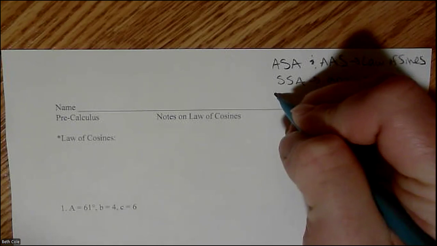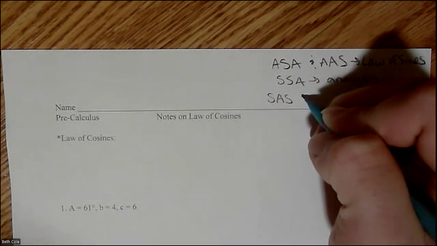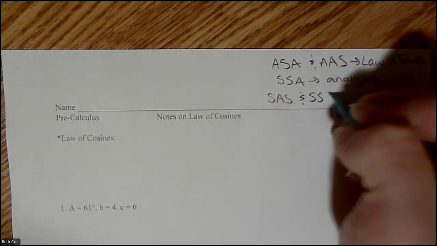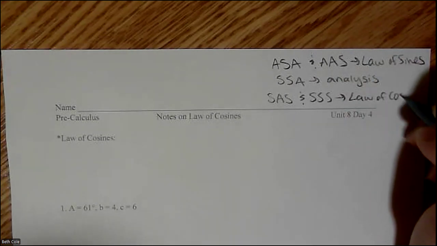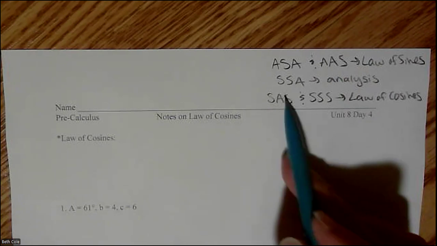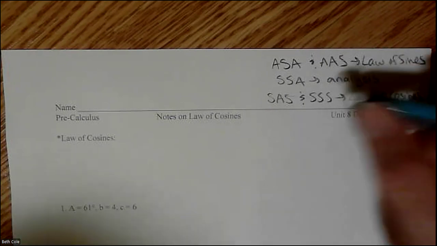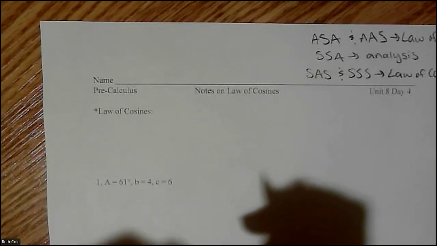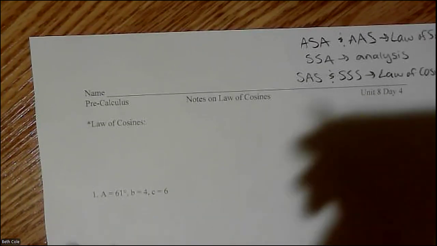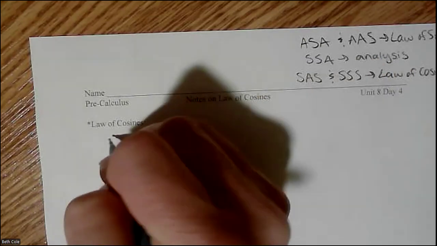So today we are going to do side, angle, side, and side, side, side. So this is going to be the law of cosines. These are the two that we're going to do today. So this is your law of cosines. It's a little bit longer, so don't freak out when I write it. And there's three kind of versions of it.